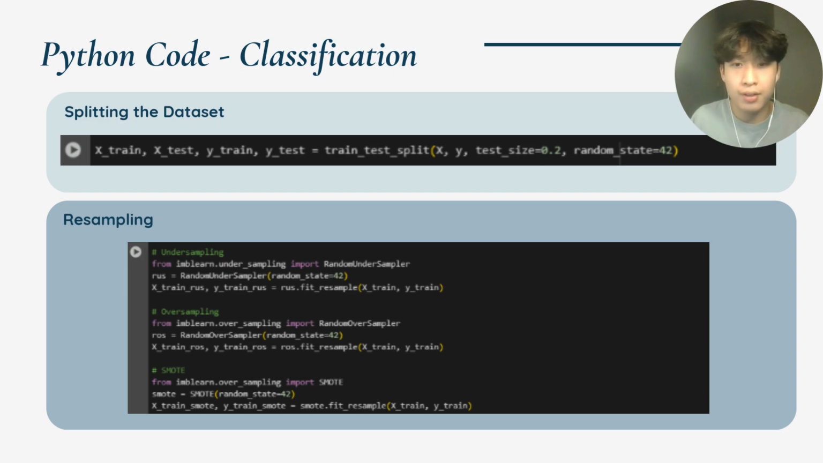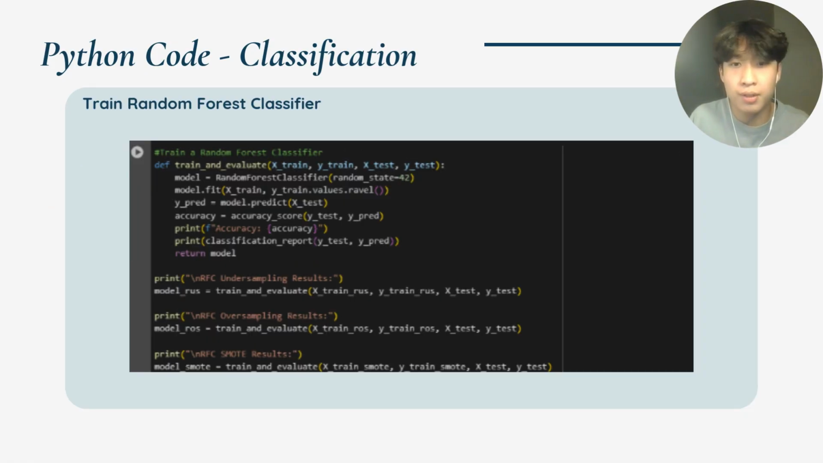After defining the X independent variables and the target variable, we will split the data set into a test size of 20% and training size of 80%, with a random state of 42. And under that will be the sampling to prevent data imbalance, which will be undersampling, oversampling, and SMOTE.